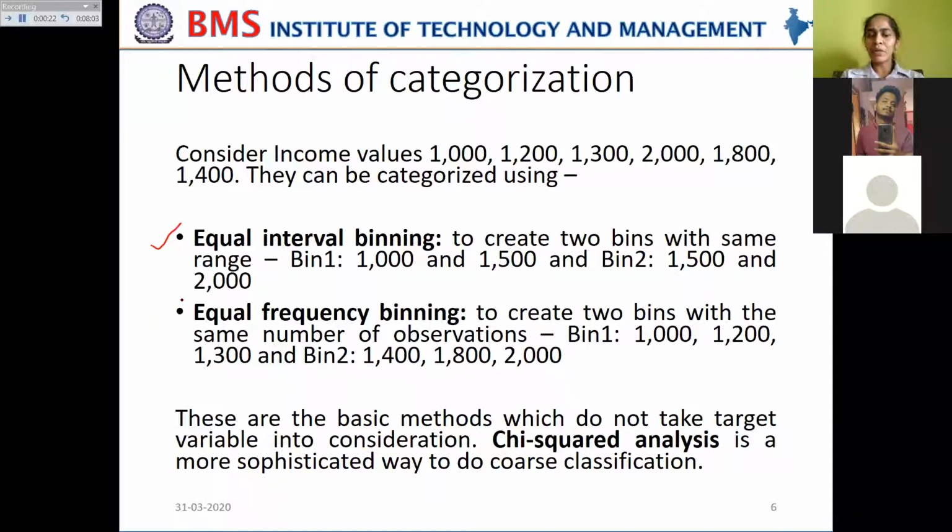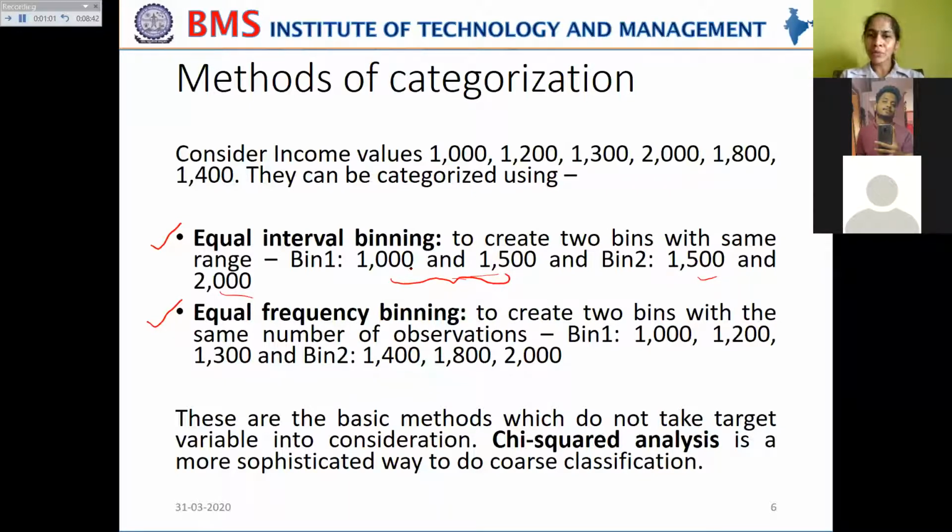Now, what does equal interval binning indicate? Here we create two bins with the same range. The range is from 1,000 to 1,500 and 1,500 to 2,000. Means all the values lying between 1,000 and 1,500 will be put under this range, and all the income values lying between 1,500 and 2,000 will be put under this range, right? This is called equal interval binning because we are providing the interval for it, the minimum value and the maximum value between which the income has to lie.